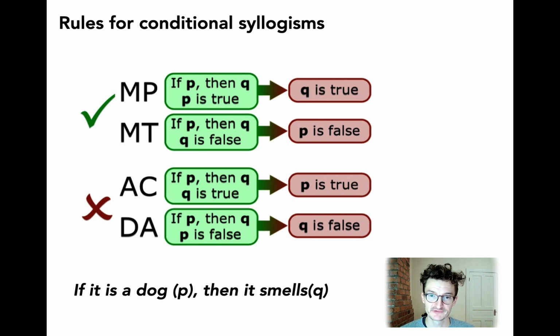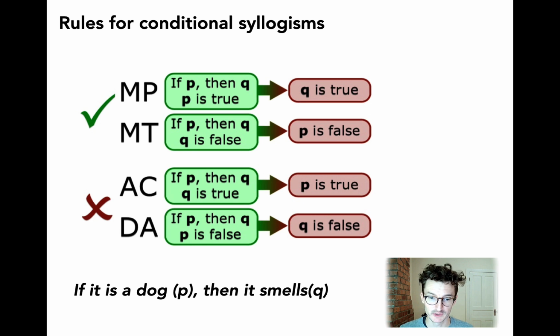So if the statement is set up in this if P then Q format and P is true, Q must be true. If the statement is set up such that if P then Q and Q is false, P must be false. On the other hand, we know that if we have a conditional syllogism and P is true, that doesn't tell us anything. If Q is false, that doesn't tell us anything.